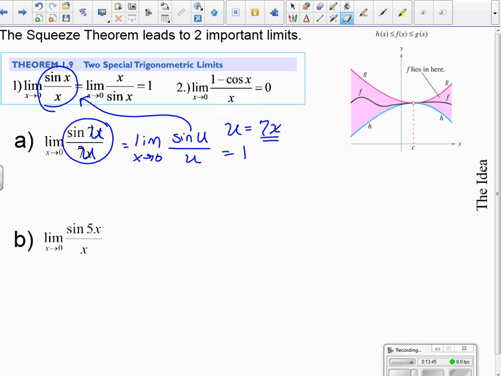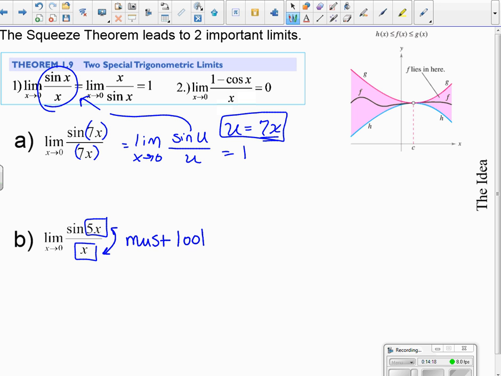So I guess the idea behind this is when you see the sine of something like 7x over the same expression 7x, you know your limit's going to be 1. And the way you can prove it is use just a little substitution technique. Now letter B, a little different, isn't it? I have 5x, but here I don't see 5x. I only have x. So I can't quite do that same trick. However, I would love for these to look alike, right? They must look alike in order for me to use this theorem.